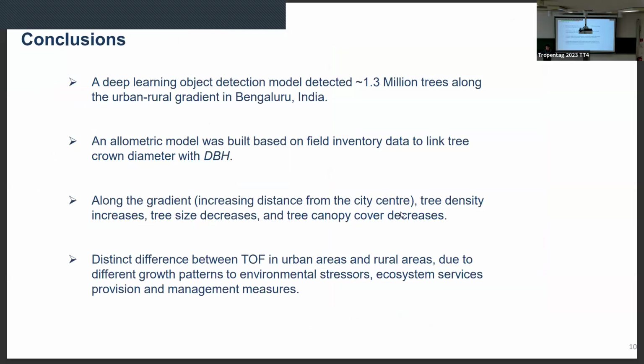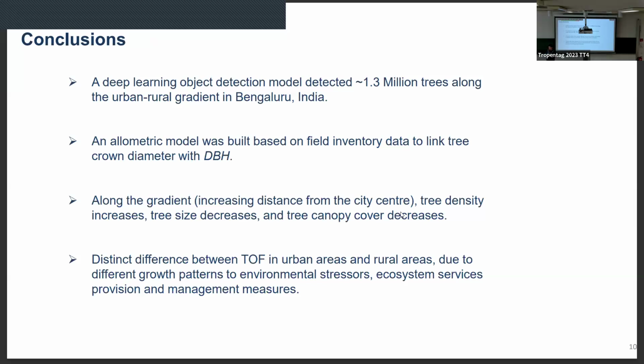So here are some conclusions. In this study, we used a deep learning model to detect around 1.3 million trees along this gradient. It really highlights the potential of those deep learning models for mapping trees at the individual tree level. Beyond the canopy, we built an allometric model for DBH prediction using the crown diameter, which is very crucial for trees outside forest mapping on biomass and carbon dioxide.